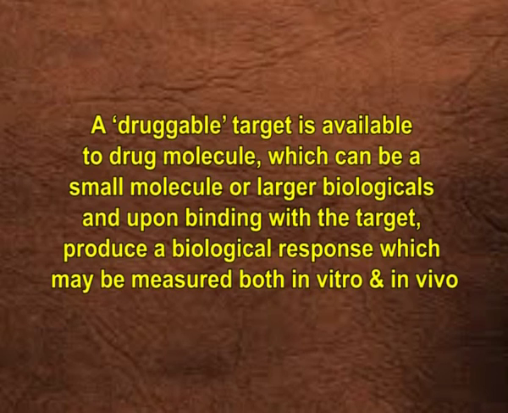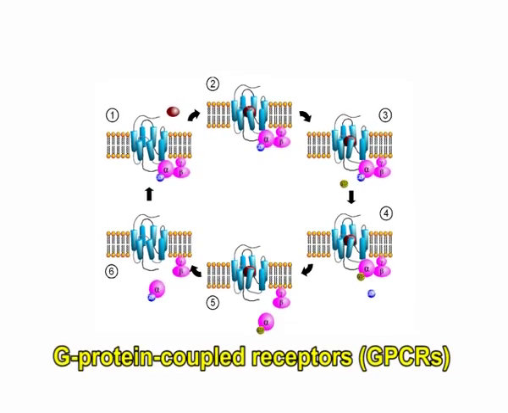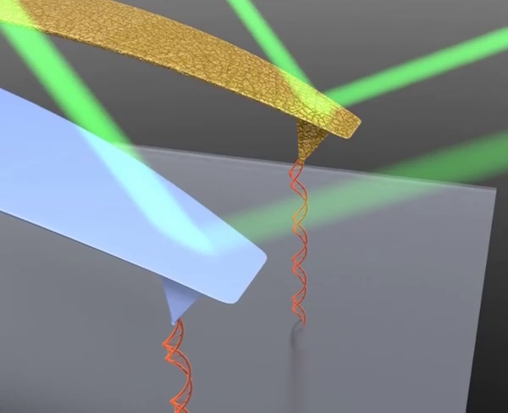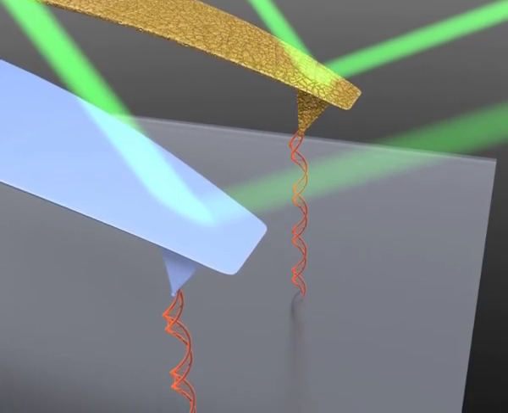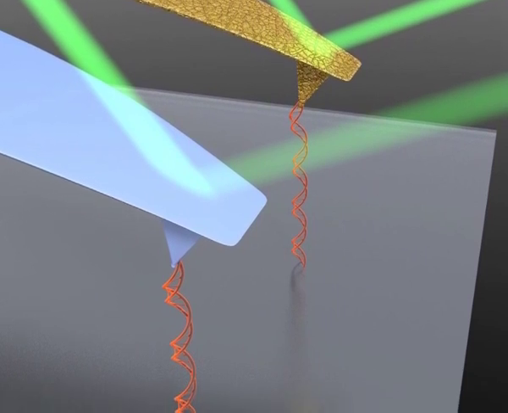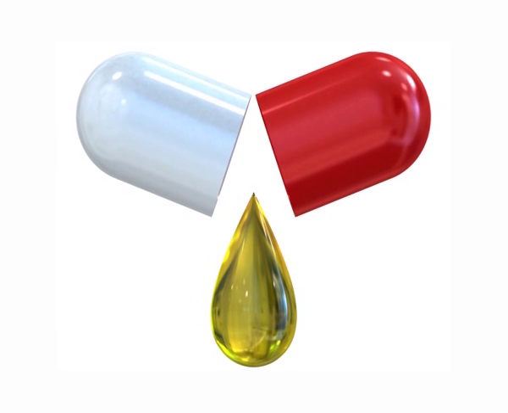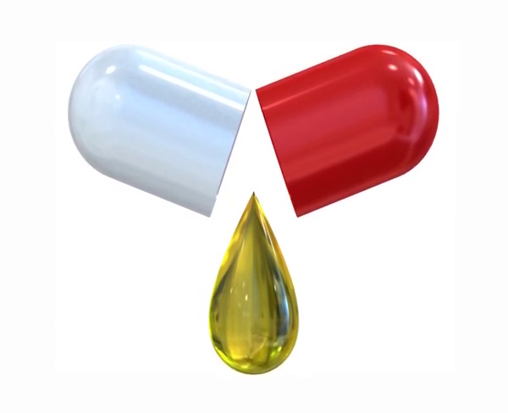A druggable target is available to a drug molecule, which can be a small molecule or larger biologicals, and upon binding with the target produces a biological response which can be measured both in vitro and in vivo. Certain target classes are more open to small molecule drug discovery, for example, G protein coupled receptors, whereas antibodies are good at blocking protein interactions. Tests are conducted to confirm that interaction with the drug target is associated with a desired change in the behavior of diseased cells. Research scientists can then identify compounds that have an effect on the target selected.